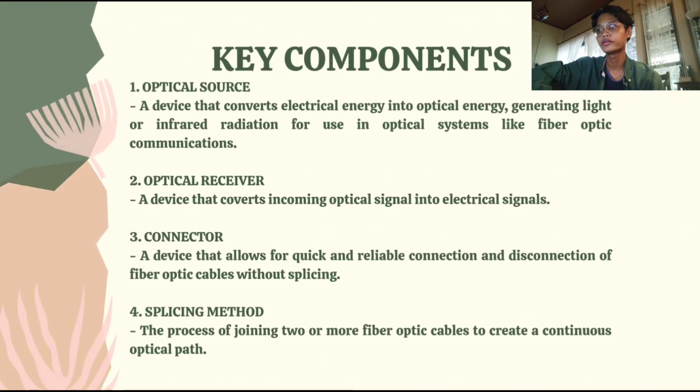Next, key components. We have four key components in a fiber optic system. The first one being the optical source, a device that converts electrical energy into optical energy, generating light or infrared radiation for use in optical systems like fiber optic communications. The second one, optical receiver, in the receiving block. It's a device that converts incoming optical signal into electrical signal.